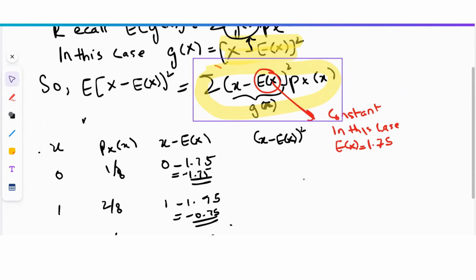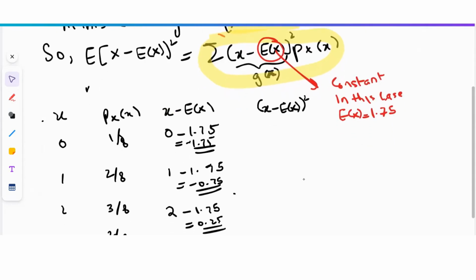We need to evaluate this function g of x for each value of x, then you multiply its corresponding probability and then you add them up. This is what it is, right? For each value of x, find what x minus expected value of x whole square is, multiply with its corresponding probability and add.